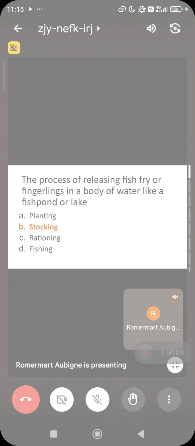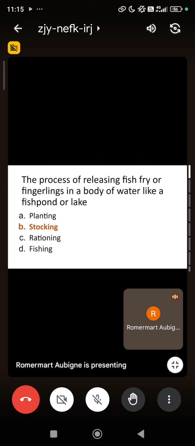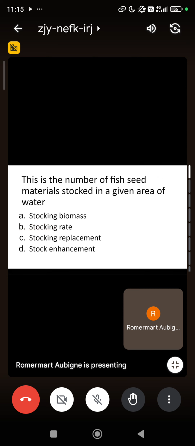Next, this is the number of fish seed materials stocked in a given area of water. A. Stocking biomass. B. Stocking rate. C. Stocking replacement. Or D. Stocking replacement. Then this is the number of fish seed materials stocked in a given area of stocking rate.